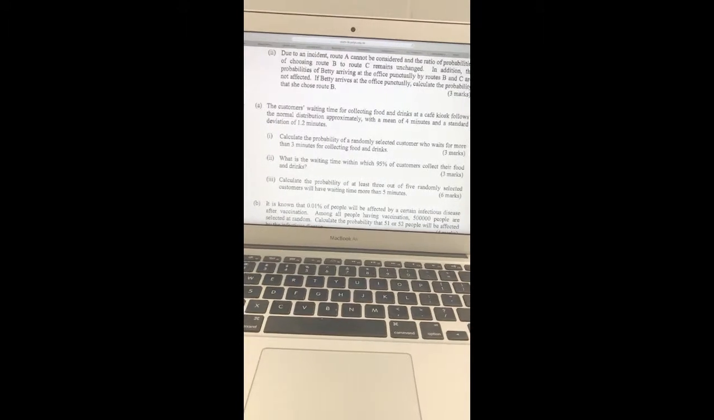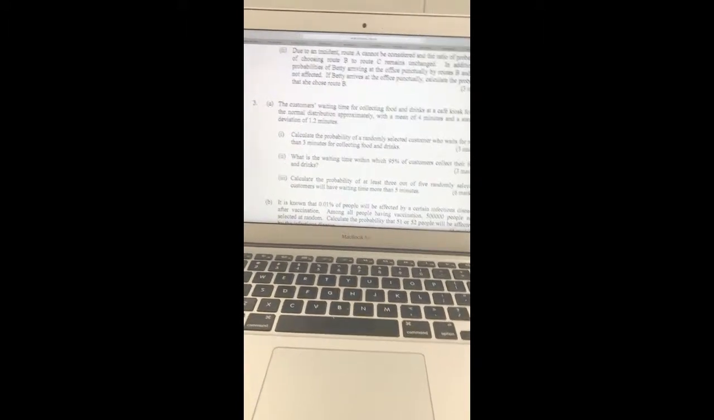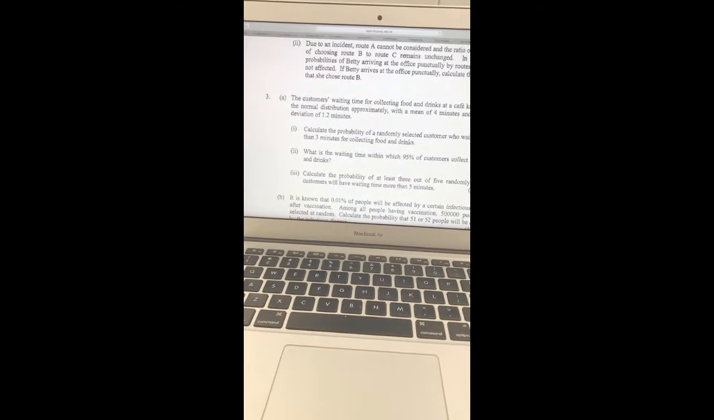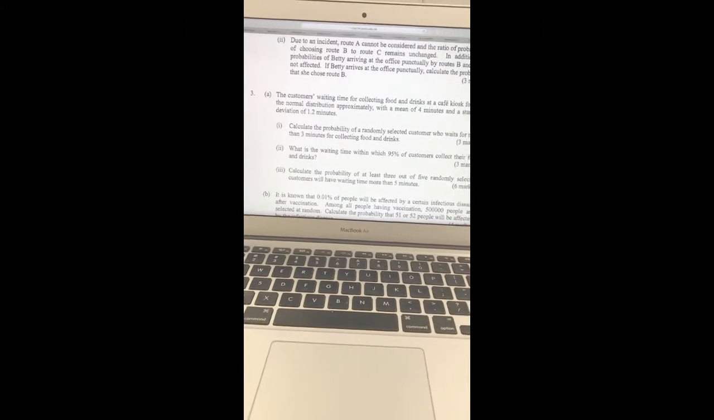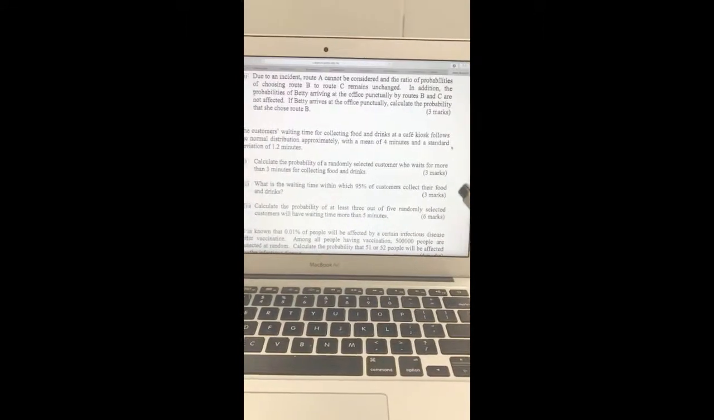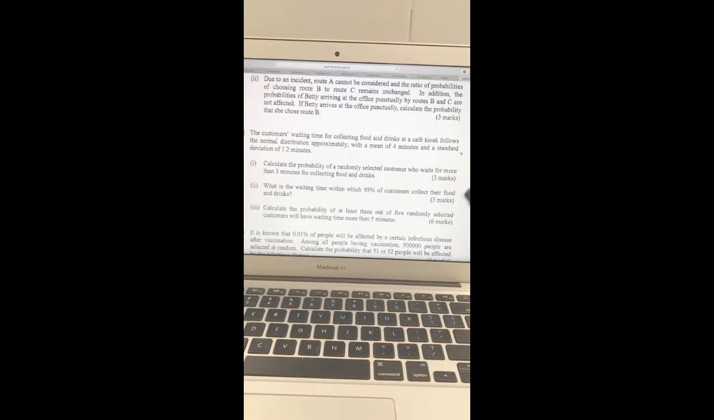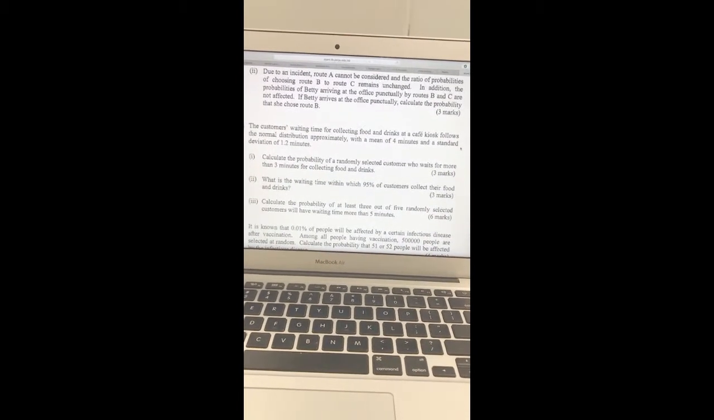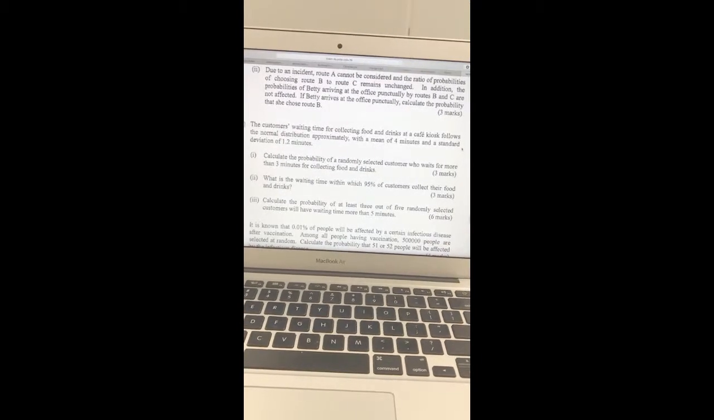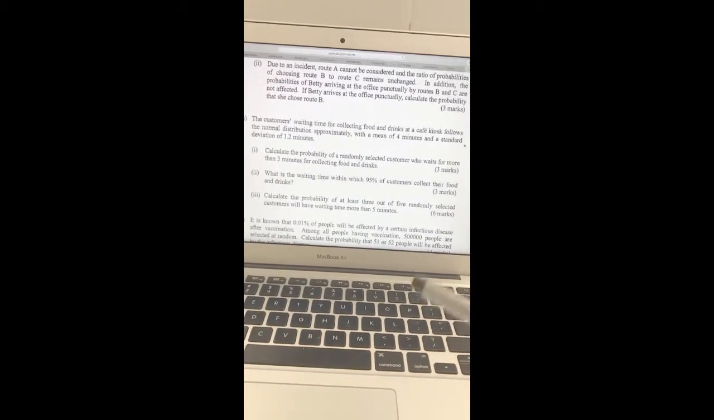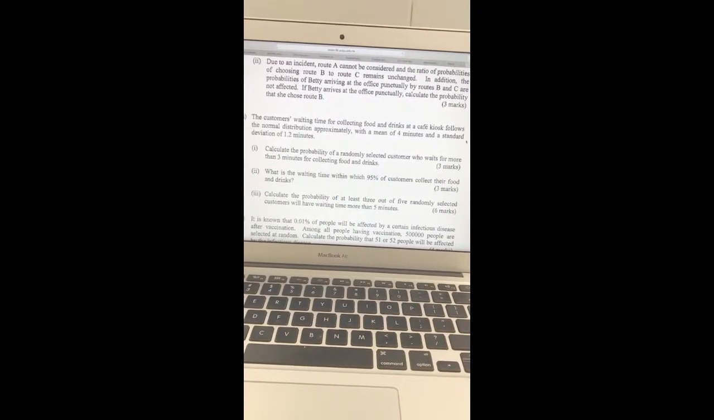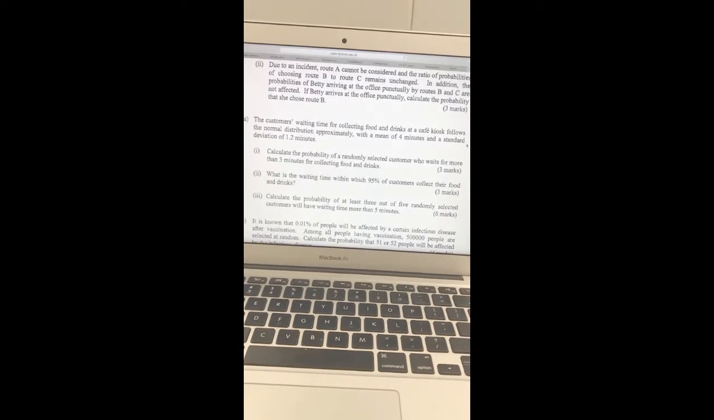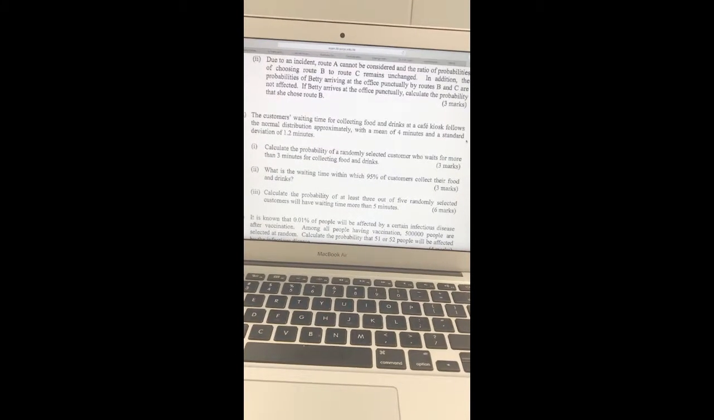Now let's start with 2015-2016 semester 1, question 3A first. It's given that the customer's waiting time for collecting food and drinks at a cafe kiosk follows the normal distribution approximately, with a mean of 4 minutes and a standard deviation of 1.2 minutes. We are asked to calculate the probability of a randomly selected customer who waits for more than 3 minutes for collecting food and drinks.